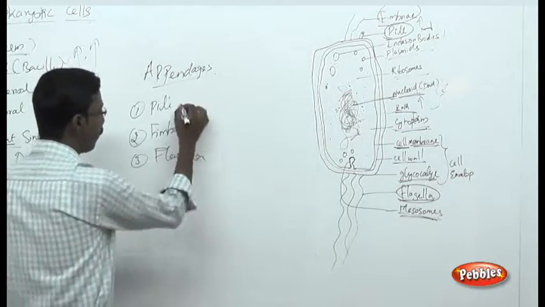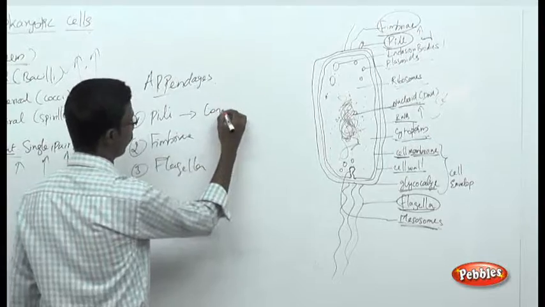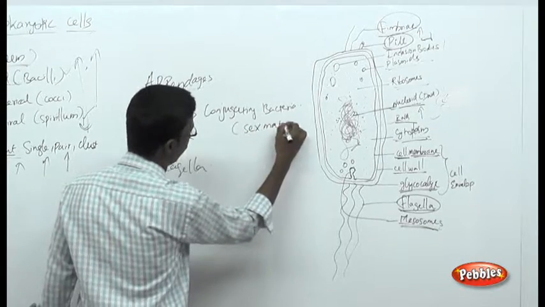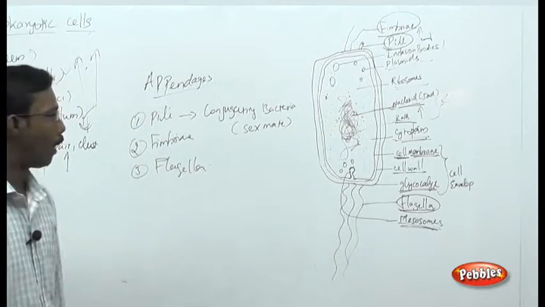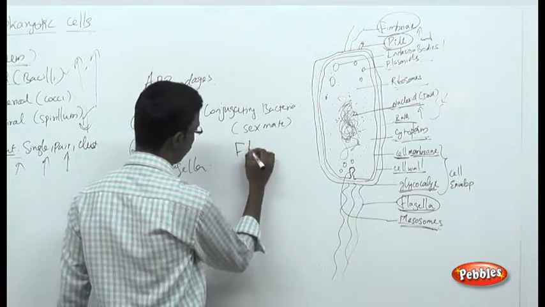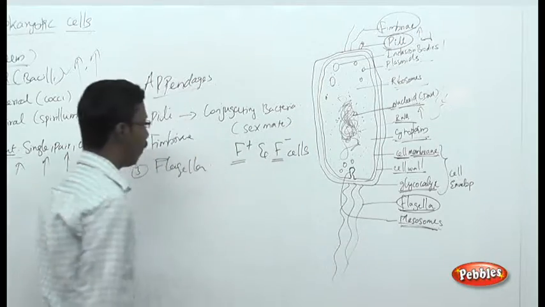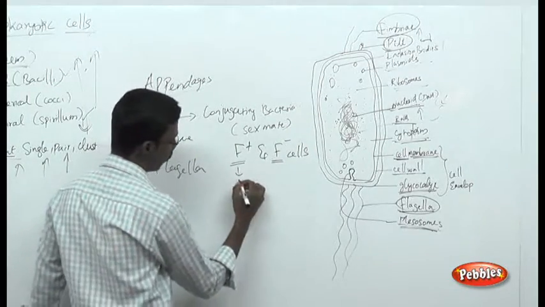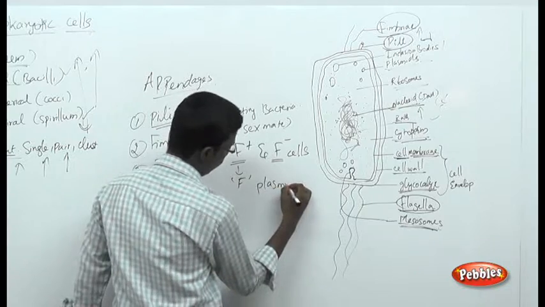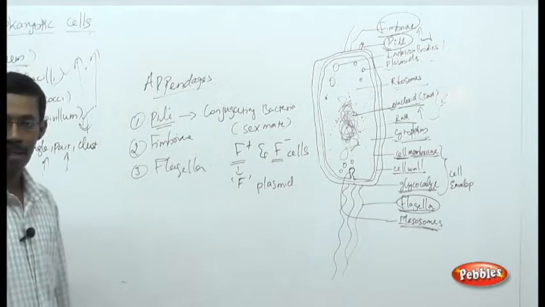Okay, so only the conjugating bacteria will have the structure called pili. Remember that, only the conjugating bacteria. That means they are going to mate by making a conjugation canal, so that they exchange the genetic material between the F plus and F minus cells. F plus cells will have the pili structure and the plasmid called F plasmid, and F minus cells will have the pilus but don't have the F plasmid.